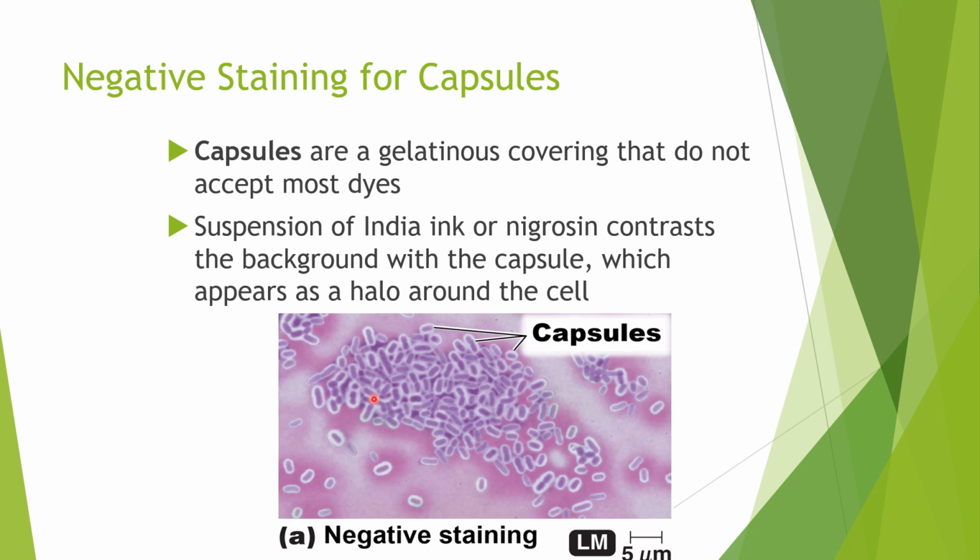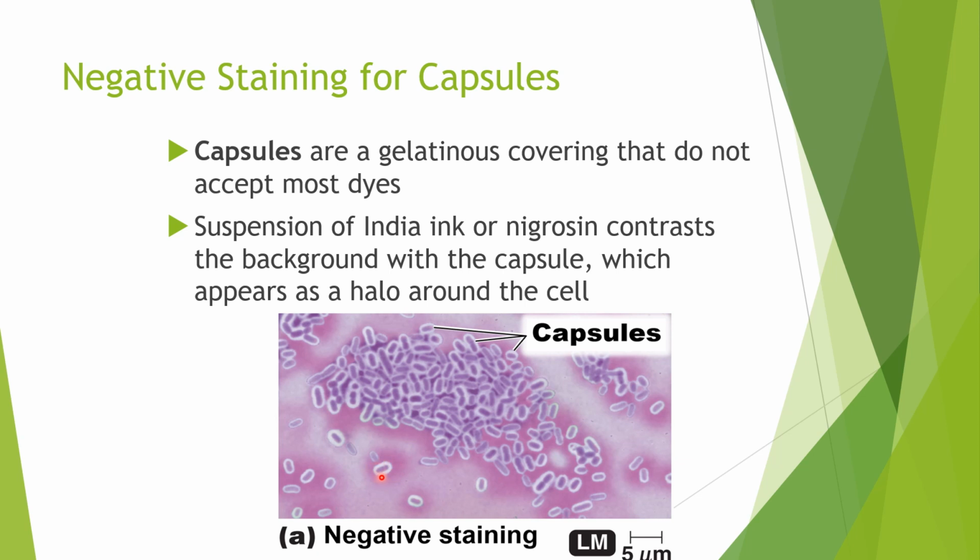How do you see a capsule under the microscope? You gotta do a negative stain. Remember the negative stain where you use acidic dyes to stain the background? So you stain the background, and at the same time you also do a positive stain and stain the bacteria itself. But because the capsule is a pretty tough, hard shell, it's not going to accept any of the stains, okay? And so what ends up happening is you end up with this halo look.